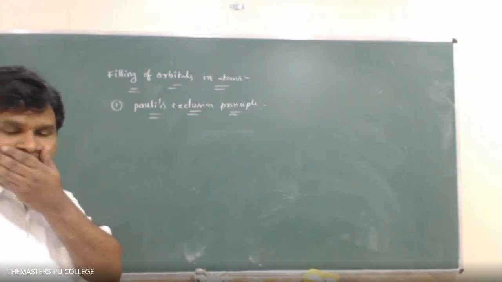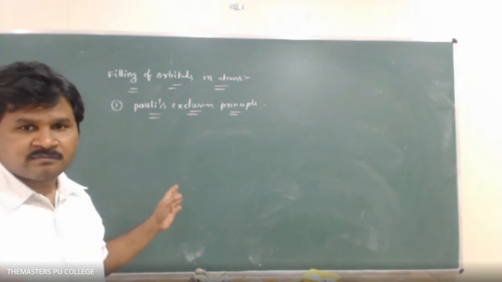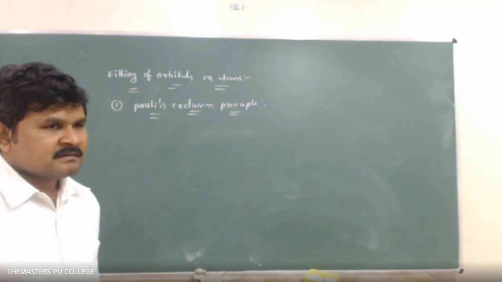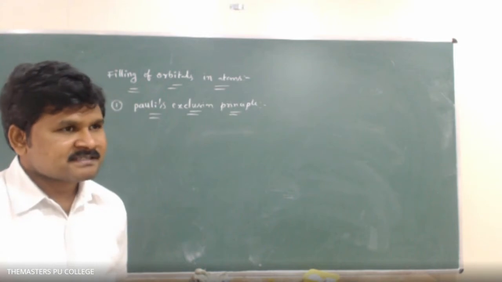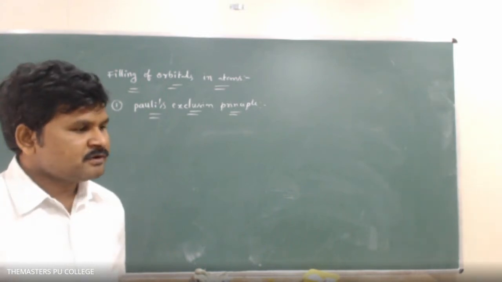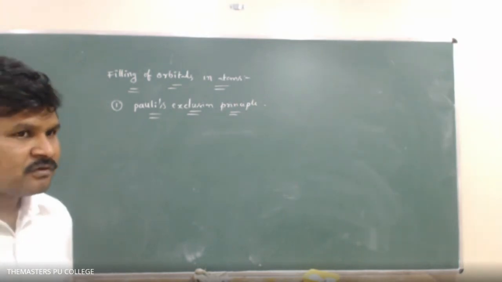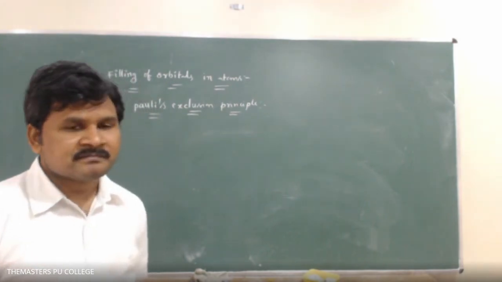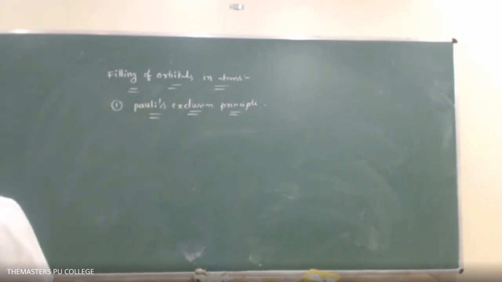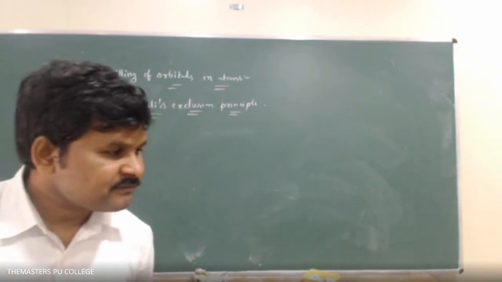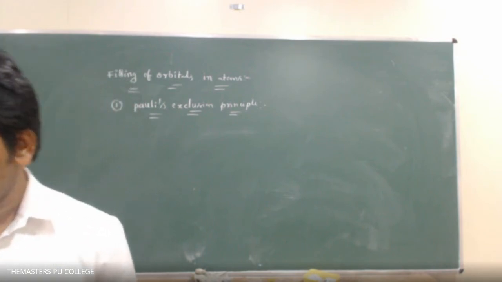Please write down the statement. By seeing an example, you can understand easily. No two electrons in the same atom can have the same set of four quantum numbers.